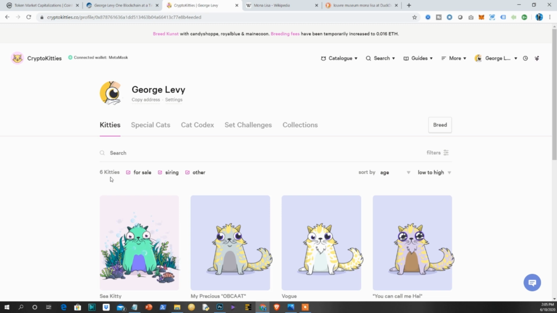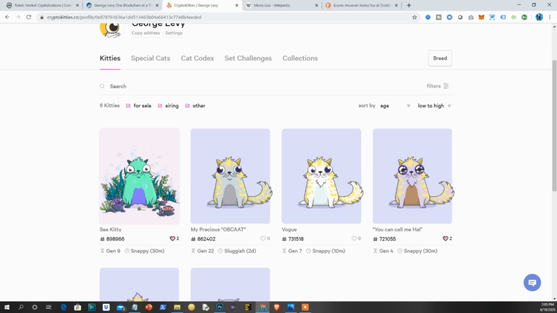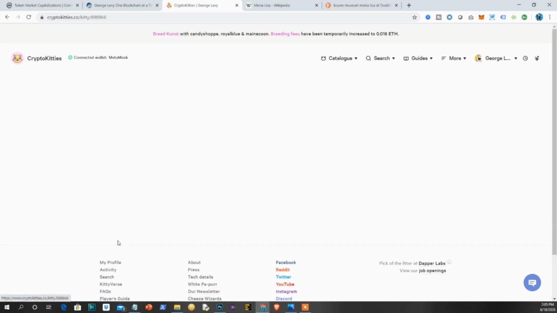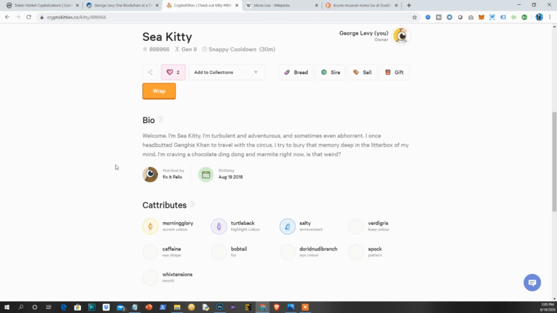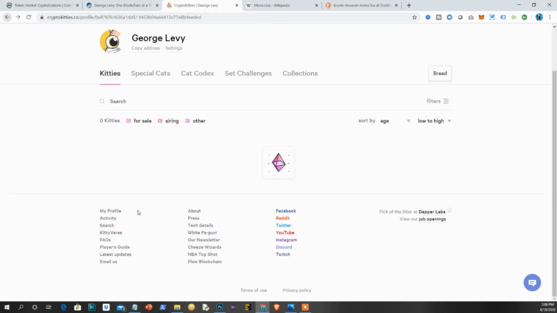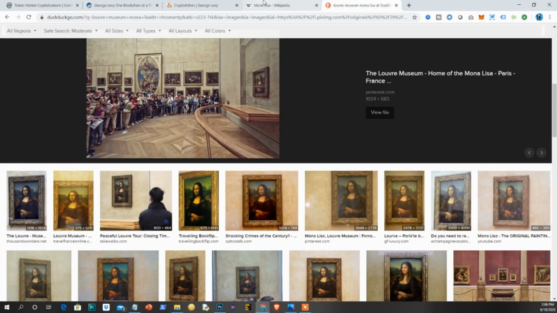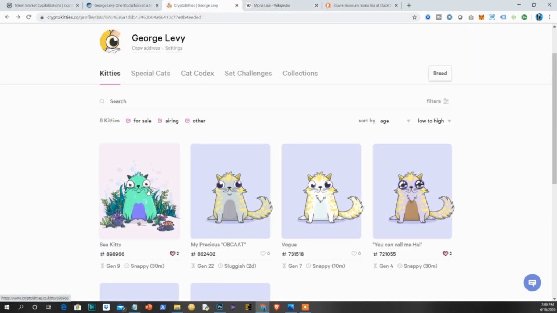So notice how this is very different from just taking a picture of the Mona Lisa and sending it to someone else. In this case, this kitty right here is a CryptoKitty that I own, assigned to me. Now, what's interesting is that if I wanted to sell this CryptoKitty, someone would have to pay me, and I would have to then assign that CryptoKitty to someone else. That's very, very different, for example, from me just being able to download an image and then just send it to someone else. I am basically assigning ownership so that this would no longer belong to George Levy.